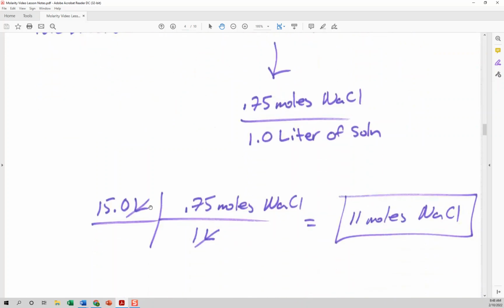So what I'm going to do is take my 15 liters of solution, multiply by the molarity, which is really that many moles per 1 liter. Liters cancel out, and that gives me moles. Round to 2 sig figs because my molarity only had 2 sig figs. All right.